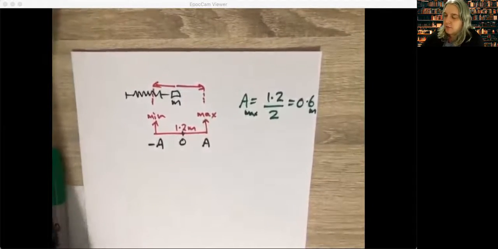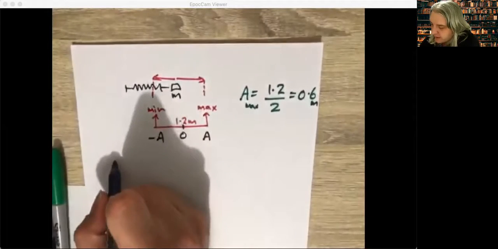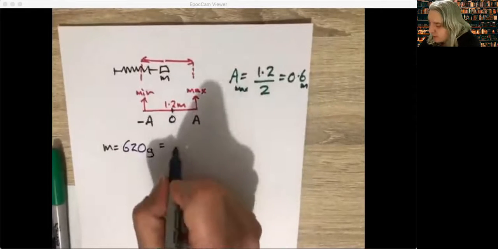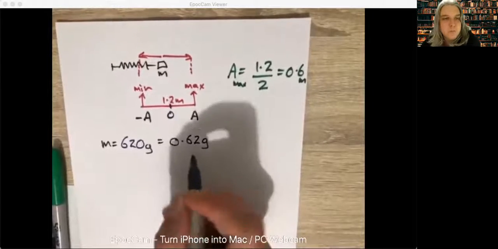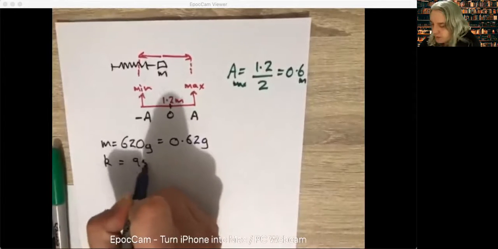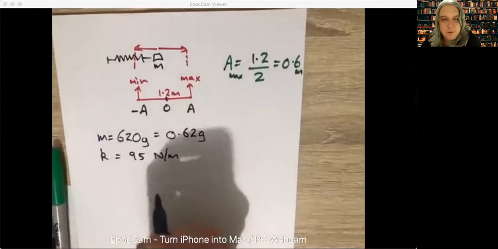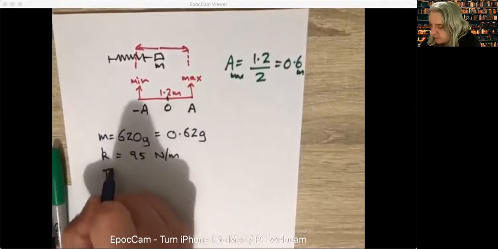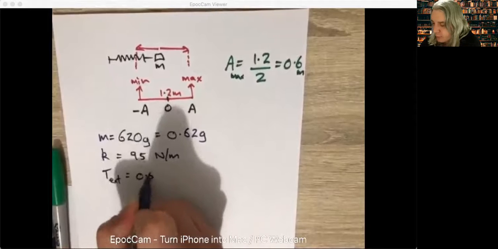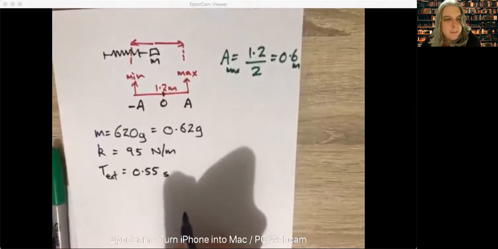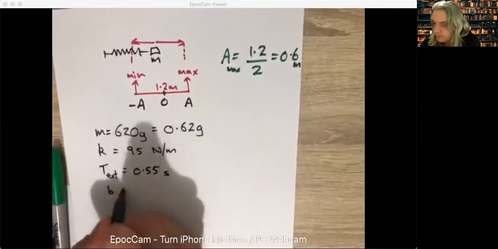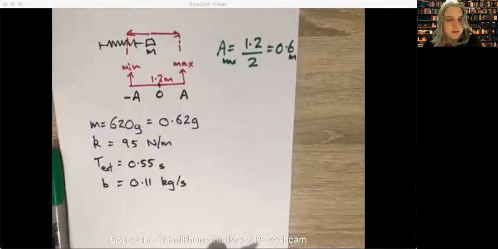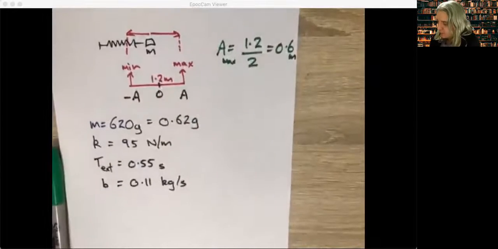Now I'll write out all the other information we've been given. We've got a mass of 620 grams, which of course, since we want everything in SI units, is 0.62 kilograms. We've got a spring constant of 95 newtons per meter. We've got a driving force period, T external, of 0.55 seconds. And we've got a damping constant B of 0.11 kilograms per second. I think that's all the information we've been given. We've already talked about the amplitude, so we've got that as well now.